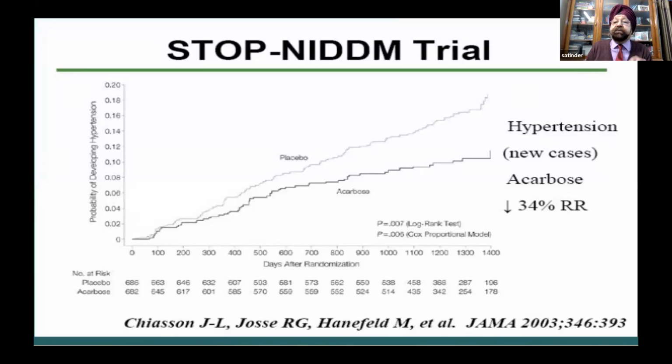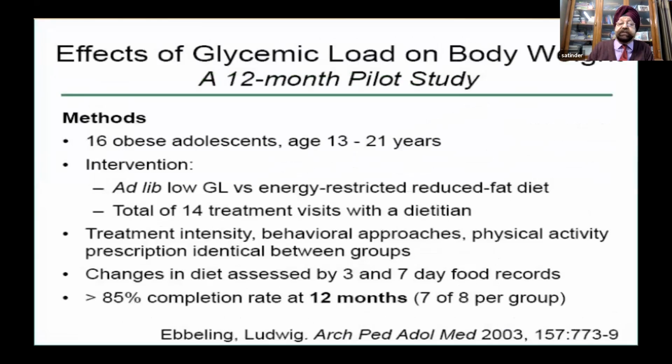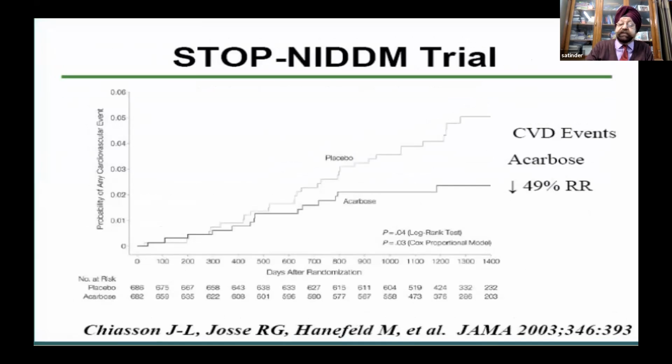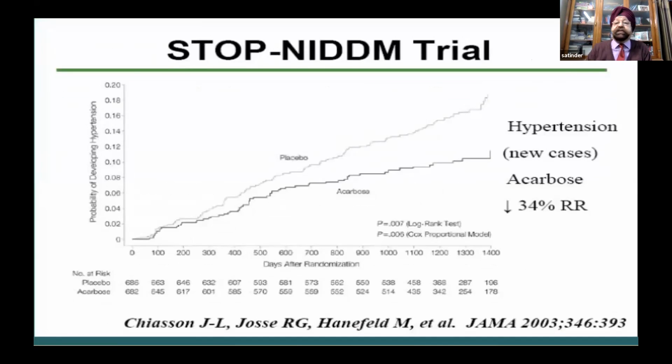In this particular trial, there were three things. One, the new onset of diabetes went down by 36%. There was a reduction in cardiovascular disease, which went down by 34%, and in hypertension. So clearly, by reducing the GI, we got to know that onset of diabetes, hypertension onset, and CVD are reduced in this very famous trial, published way back in 2003.